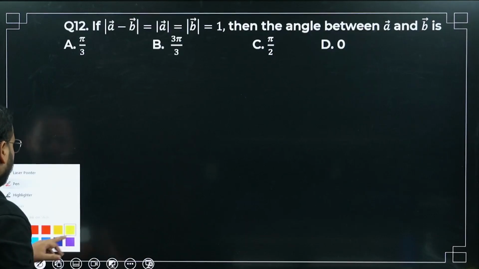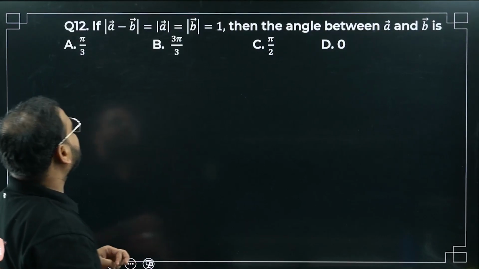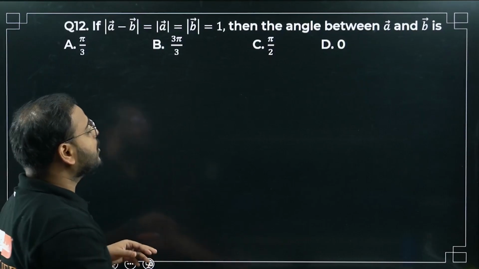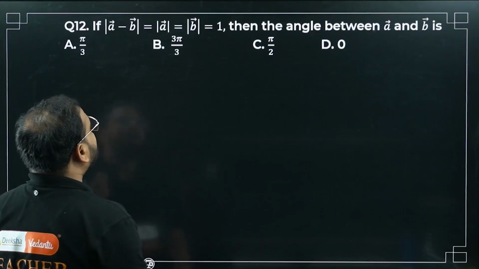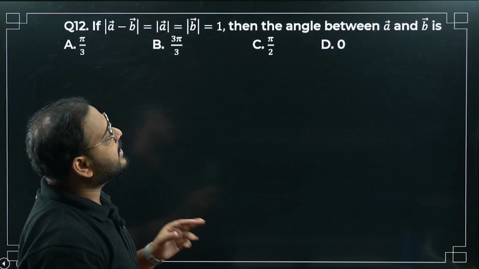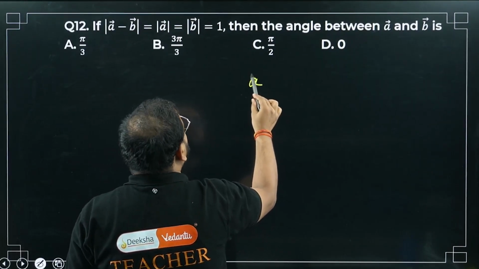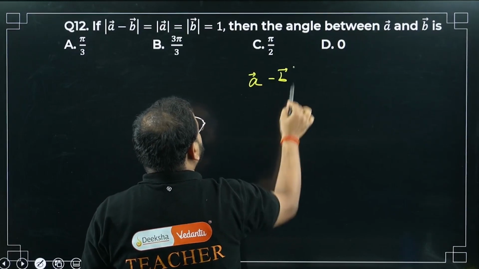Next question. Question number 12. They've given: if the magnitude of the difference of A and B equals the magnitude of A and the magnitude of B, then the angle between A and B is what? Simplest question ever. Write it like this.